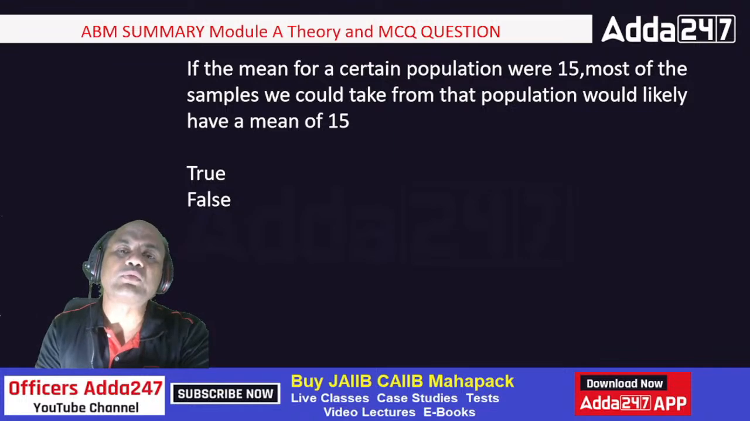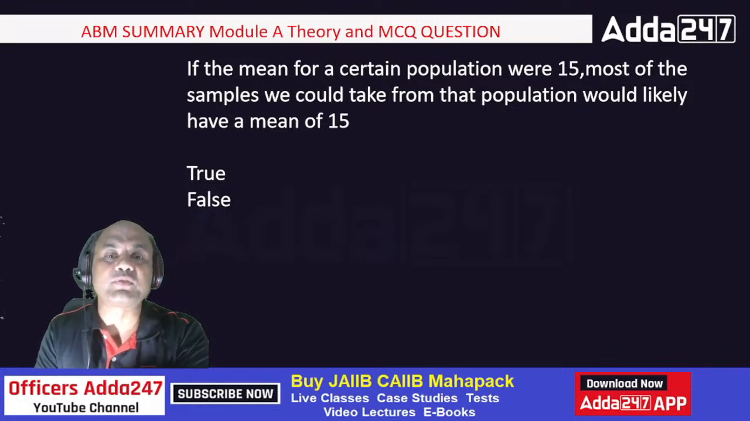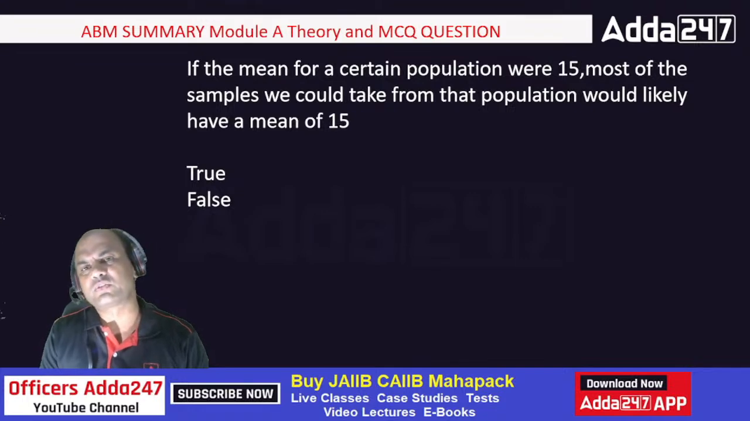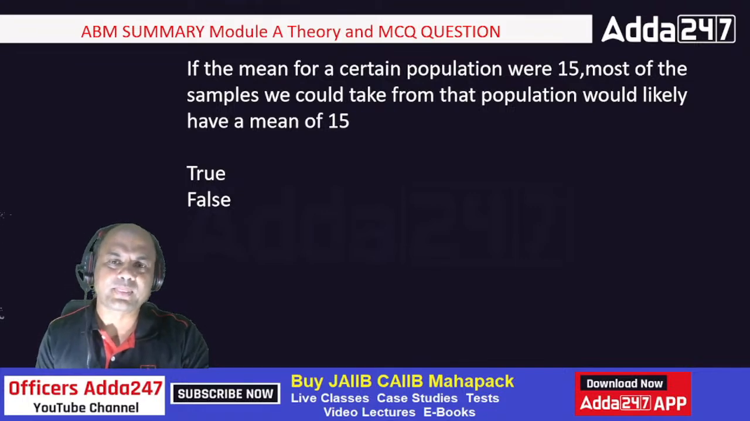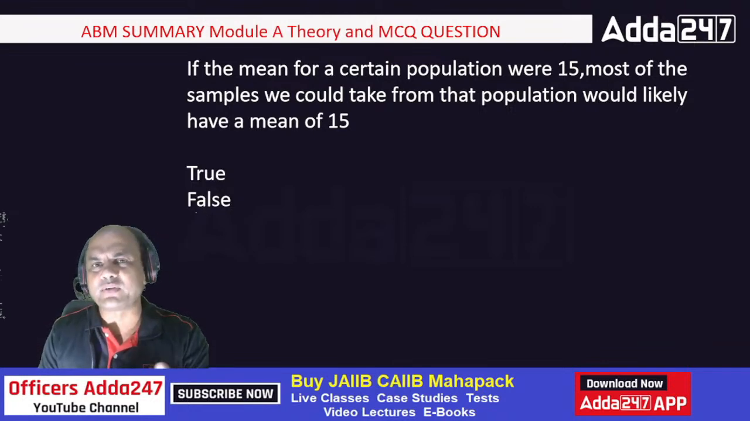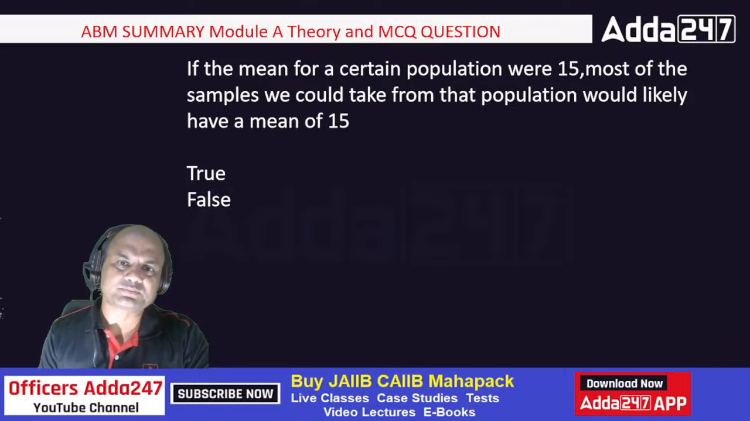If the mean of a certain population were 15, most of the samples we could take from that population would likely have a mean of 15. So is it so? True or false? It means if the mean is 15, all the points I have will have a mean of nearly 15. Is it so? Let me give you an example. Suppose I draw these points over here.